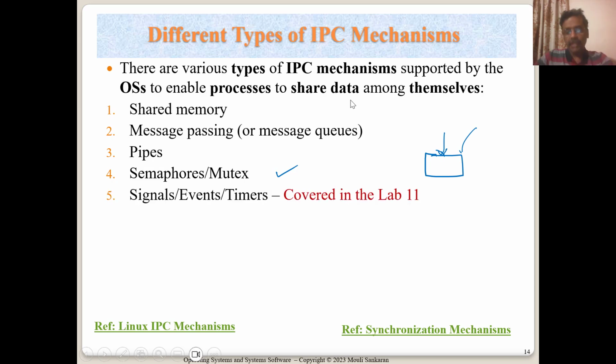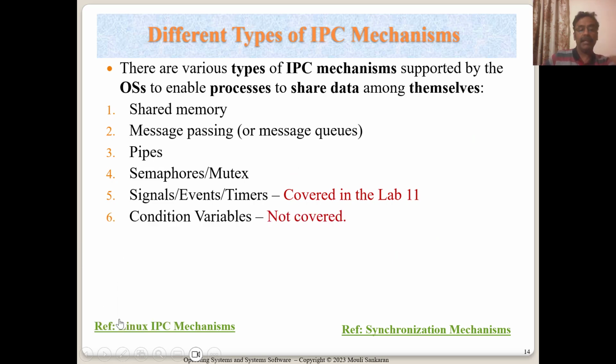Signals, Control C is one good example, wherein you want to send some signal based on some input or based on some time or keyboard entry. Then signals or events or timers, if it is running, is also an event. That's one way of communicating between multiple processes. Condition variable, we are not talking about this in this session.